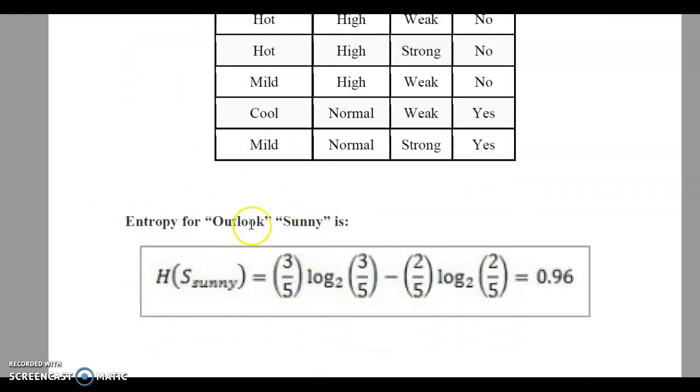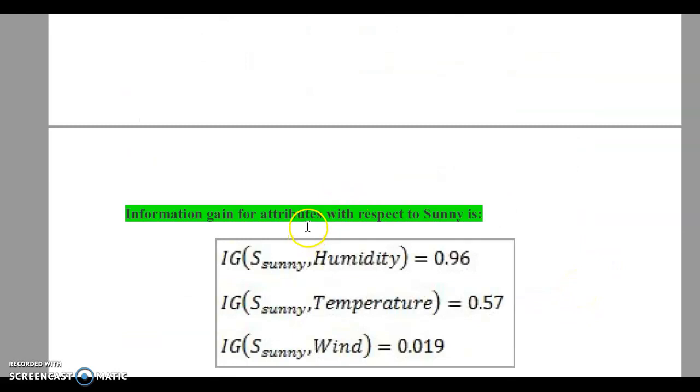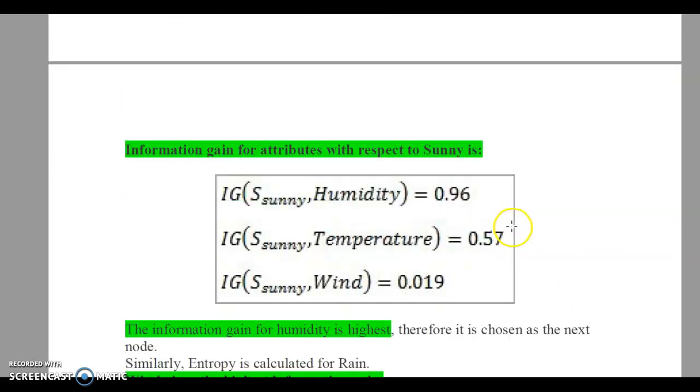The play cricket values are no, no, no, yes, yes. According to this, the entropy of outlook sunny is minus 3 by 5 log 3 by 5 base 2, using the same formula for positive and negative values, minus 2 by 5 log 2 by 5 base 2. You get the entropy as 0.96. Then the information gain for the attributes with respect to sunny: humidity is 0.96, temperature 0.57, and wind 0.019.